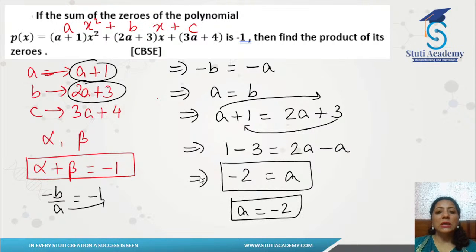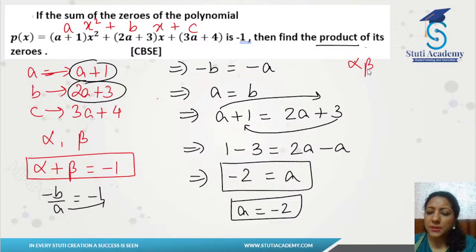Okay, now I've got a as minus 2, and I also know that I have to solve for the product of the zeros. So the product of the zeros, I know it is c upon a. So if I write the product of the zeros as c upon a, let's take here alpha beta is equal to c upon a. That is 3a plus 4 upon a plus 1.